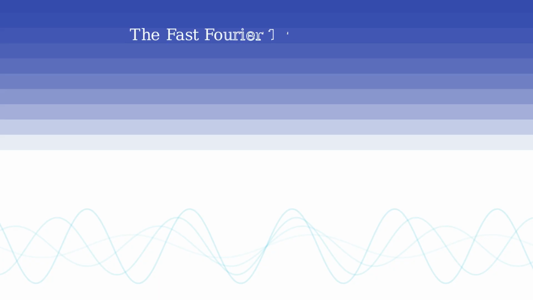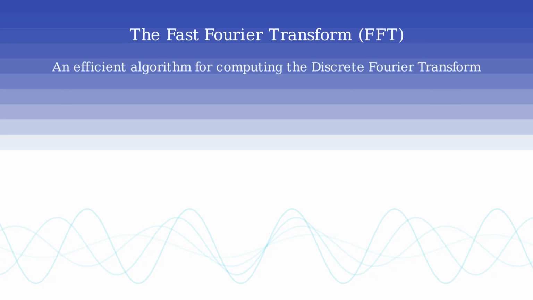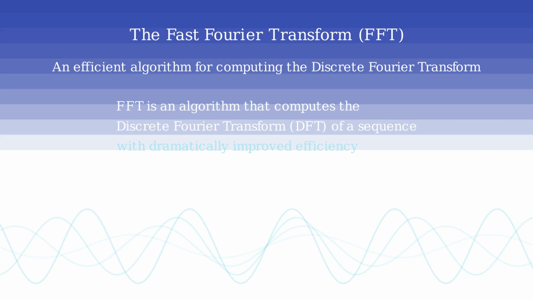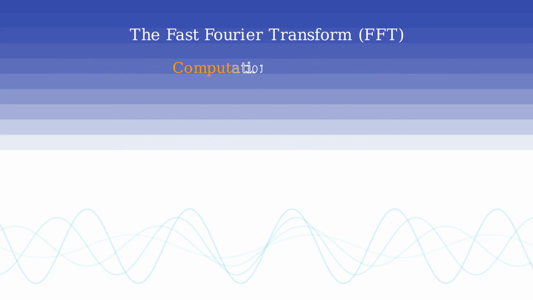The fast Fourier transform, or FFT, is an efficient algorithm for computing the discrete Fourier transform. It allows us to convert digital signals from the time domain to the frequency domain with remarkably improved computational efficiency. The computational efficiency of FFT is dramatic when compared to the standard DFT algorithm.